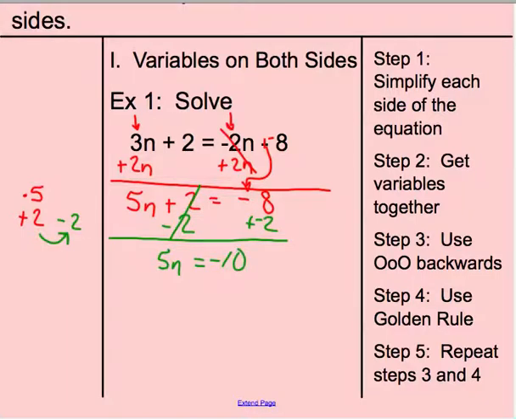Going back to my work, I'm going to continue working my way up, canceling the multiplication of 5 by dividing both sides by 5. Using the golden rule, whatever you do to one side, do to the other. On the side with the variable, why did I divide by 5? To cancel my multiplication. Simplifying, leaving me with n. And -10 divided by 5 is -2.